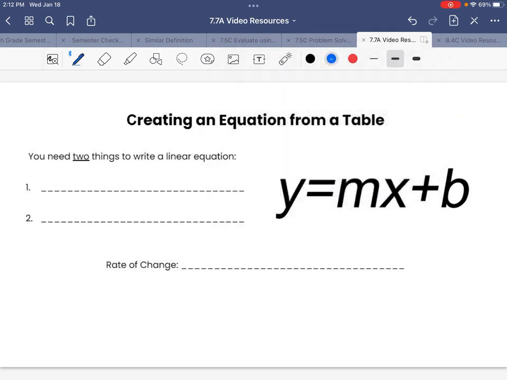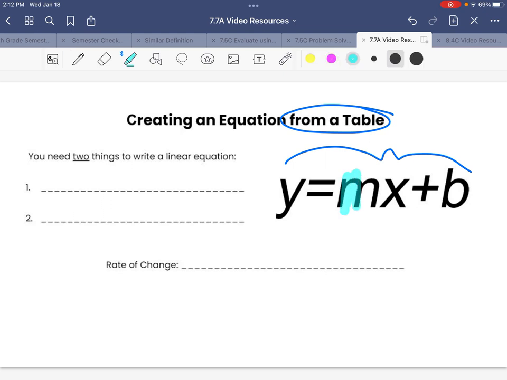Hey guys, previously we looked at how to create an equation from a graph, and now we are looking at how to do it from a table. So I know that you guys have this handout and you're following along. So the first thing we see is our linear form of an equation, y equals mx plus b. We call this slope-intercept form.